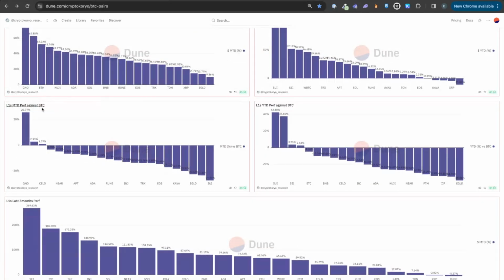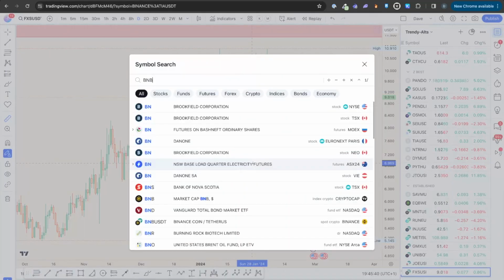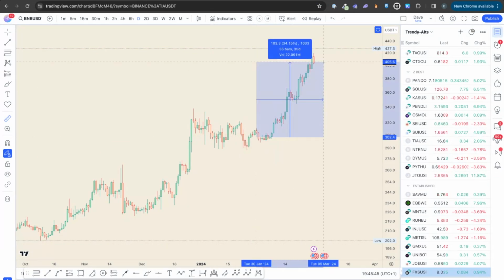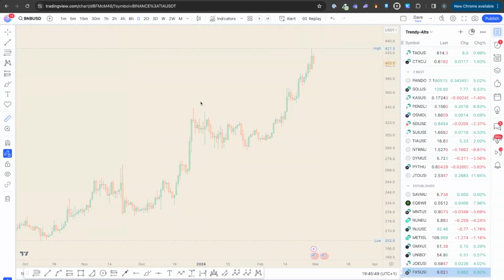Now, here we have a very interesting pattern, I believe. We are seeing almost everything is up in USD terms. However, almost everything except a few ones are down in BTC terms, meaning that Bitcoin is outperforming all of these guys. So let's look at an example. BNB is up this month, something like 30%. But if you look at BNB BTC, then it's down, right?